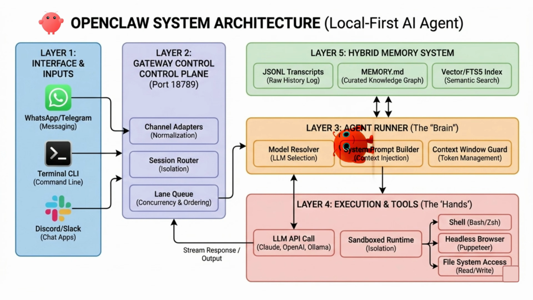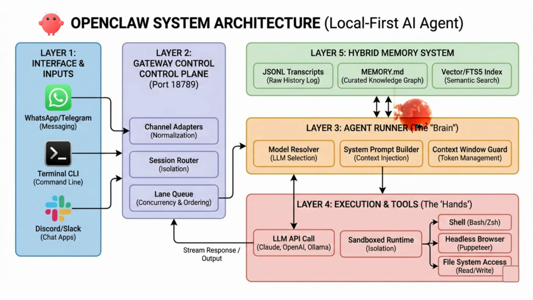After including preferences in the prompt as context, it communicates with layer 5, which is the hybrid system model and acts as persistent memory. It contains the JSONL log files that store the complete history of your interactions. The Memory.md file holds curated facts such as preferences, system details, and server IPs. A vector and FTS5 index enables semantic search, allowing the agent to recall relevant information from weeks ago. This layer ensures OpenClaw remains persistent and personalized.